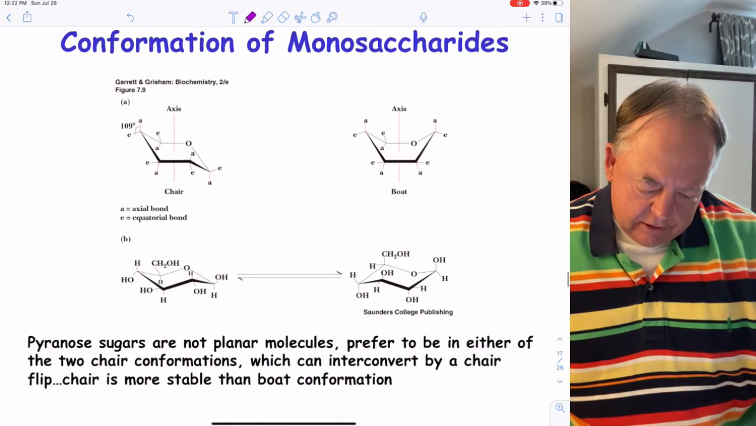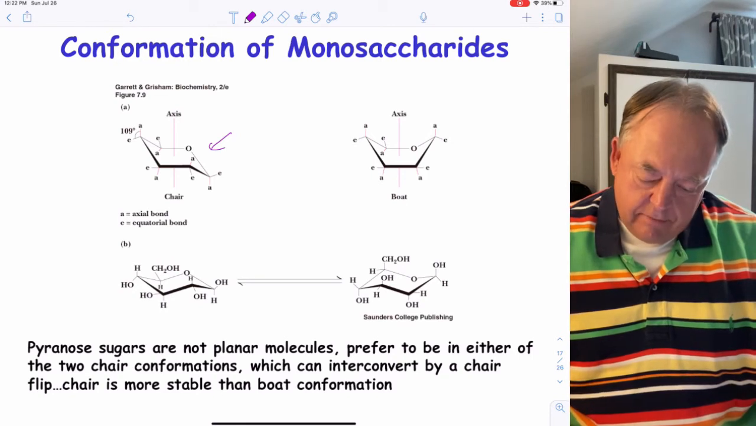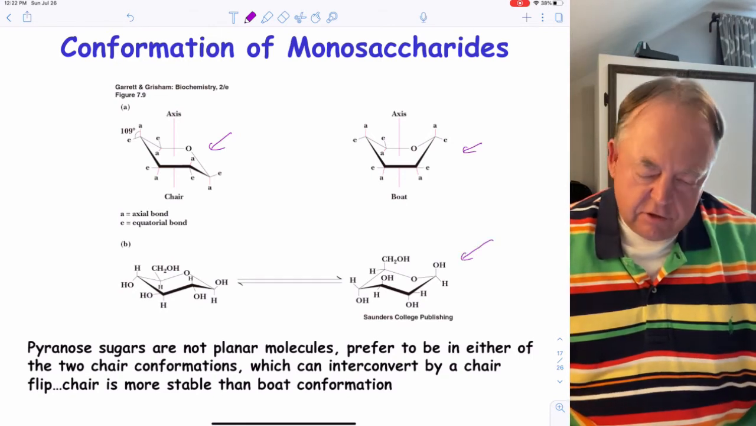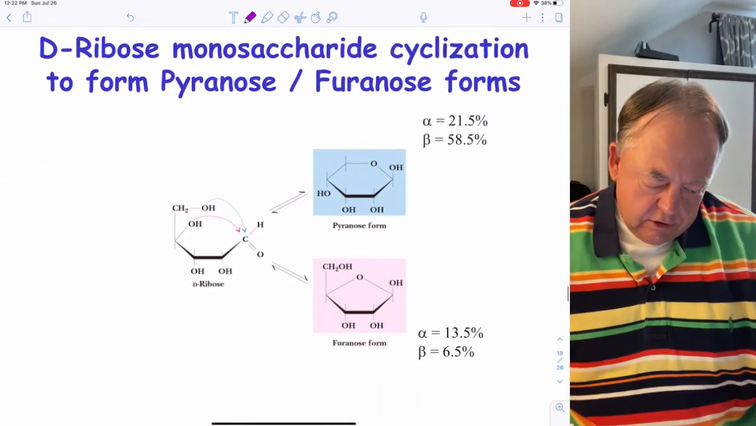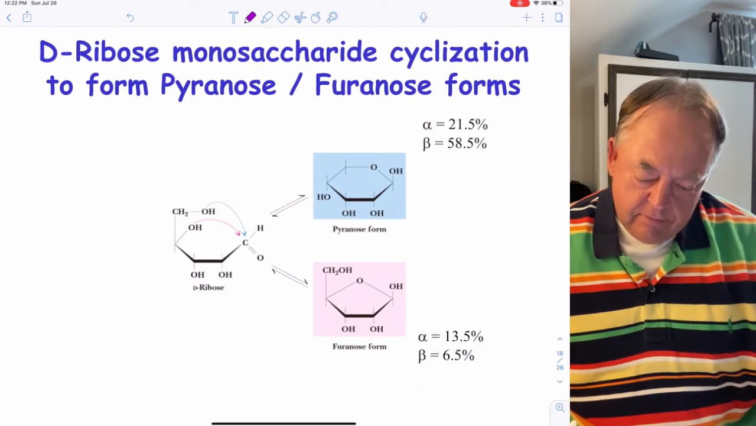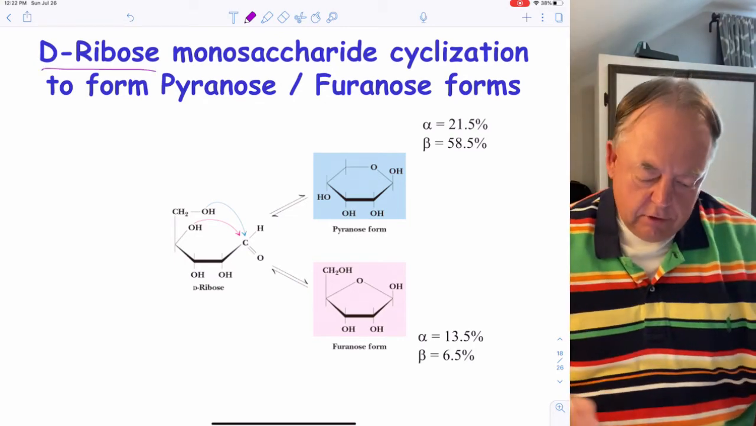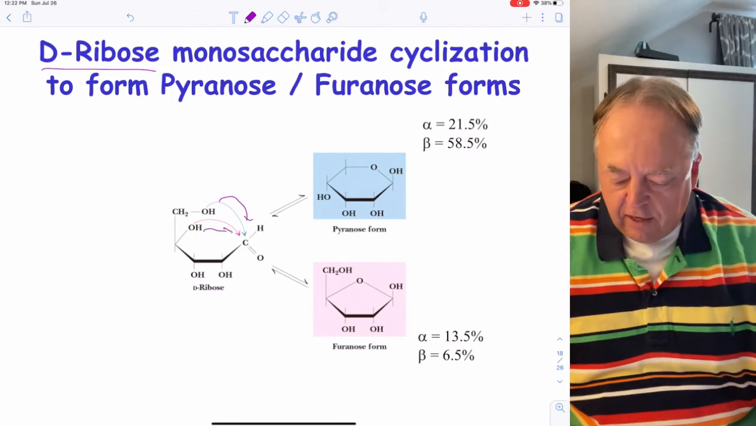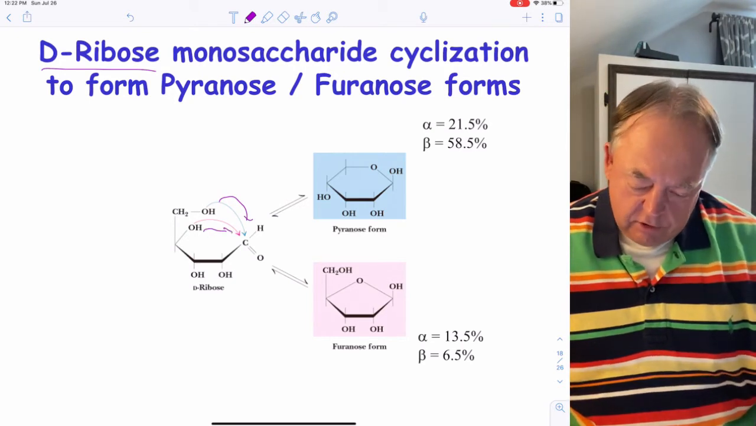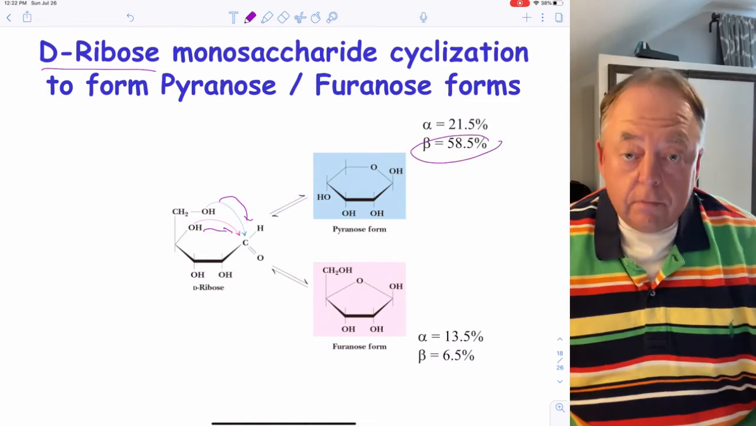Okay, so this just kind of summarized that. If you have the pyranose form, it could be in a boat conformation, but it prefers the chair conformation. So all carbohydrates do this. This is just showing this for D-ribose. D-ribose could close into a 6-membered ring, or it could close into a 5-membered ring. And so which one is favored for ribose? The beta pyranose form is favored.